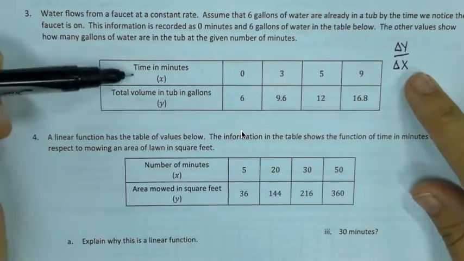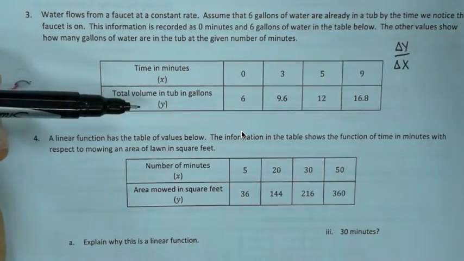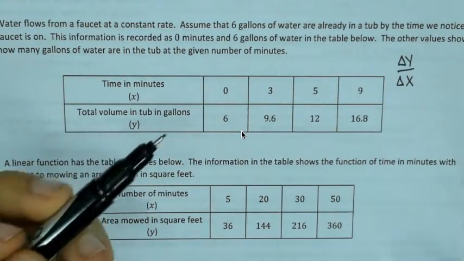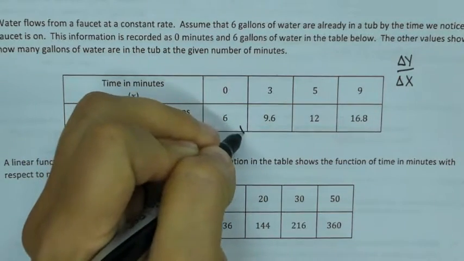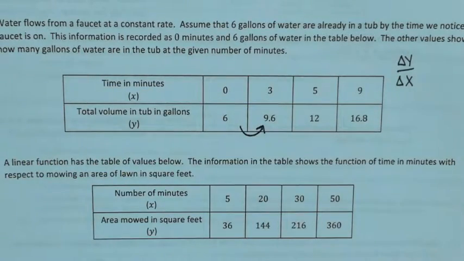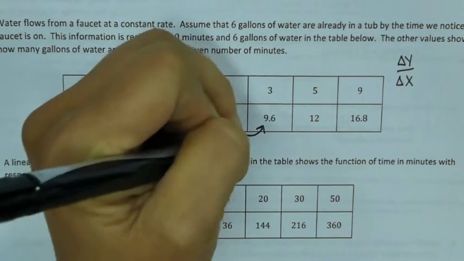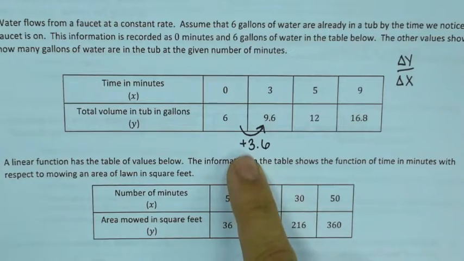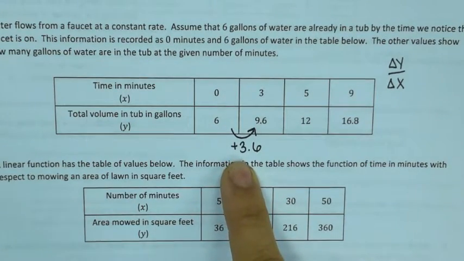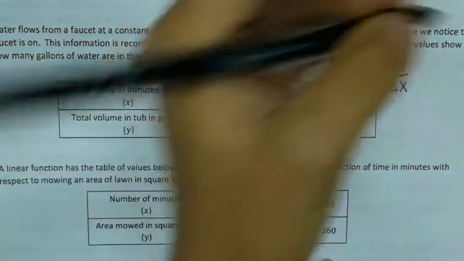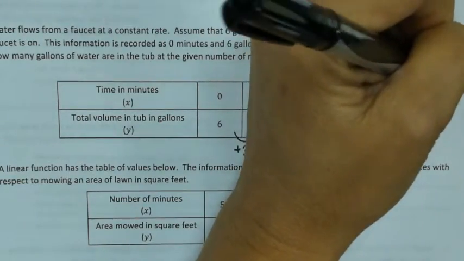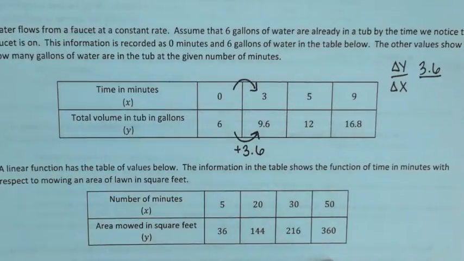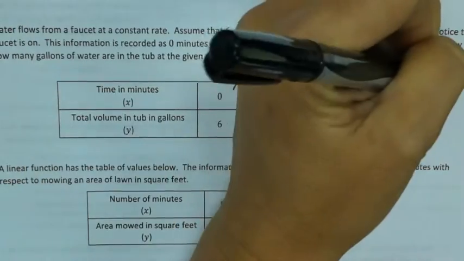Change of y. Which one of these is our y? The gallons, right? So if I'm looking here, how much is my y changing by from 6 to 9.6? Okay, so draw that arrow and write 3.6. And it's adding 3.6, so I put plus 3.6. This is going up by plus 3.6 over, how much is the change of x changing by? By plus 3, right?